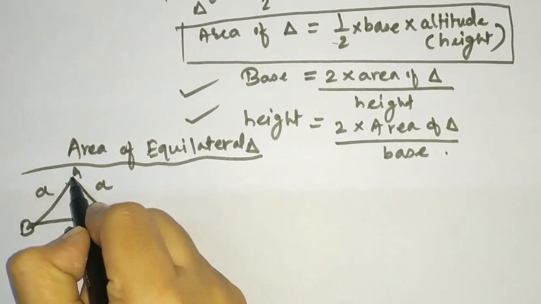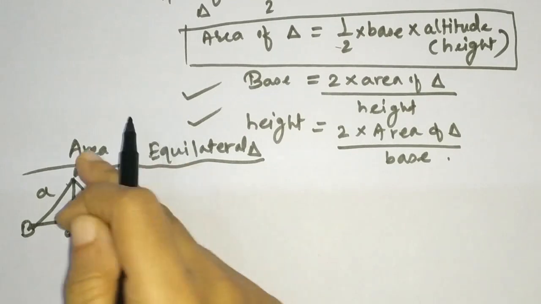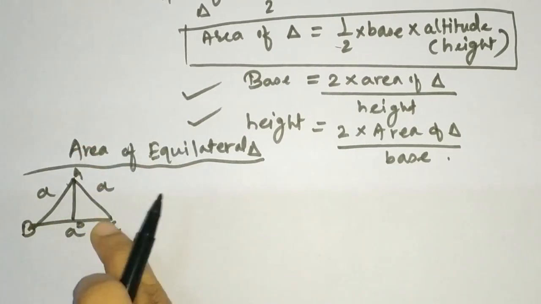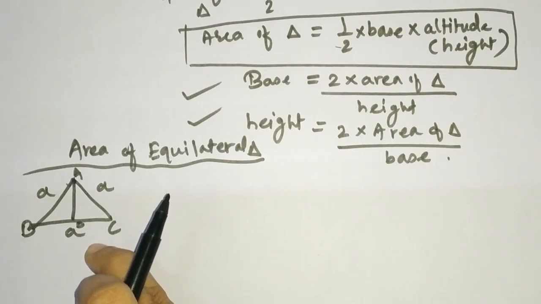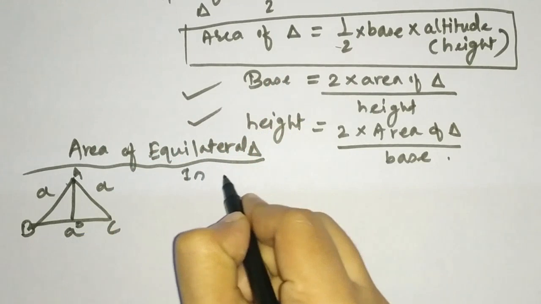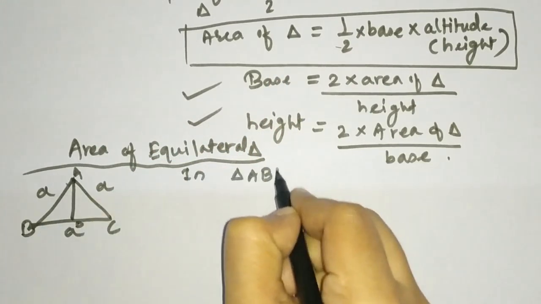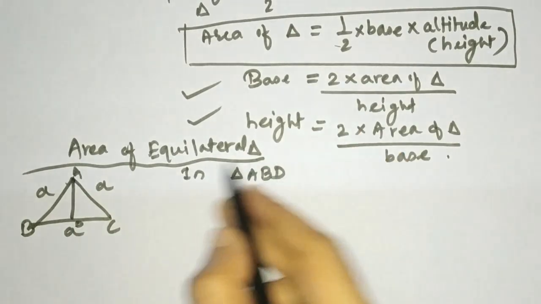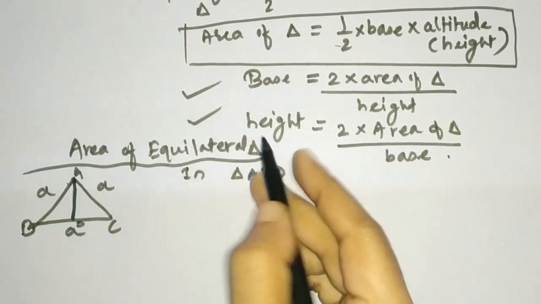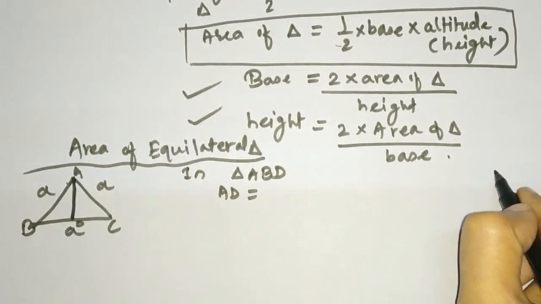Now I am going to draw AD perpendicular on BC. This is AD, perpendicular on BC. Here I want to find the area. In triangle ABD, I want to find this AD length. So it is such a triangle now, friends. Just look here.